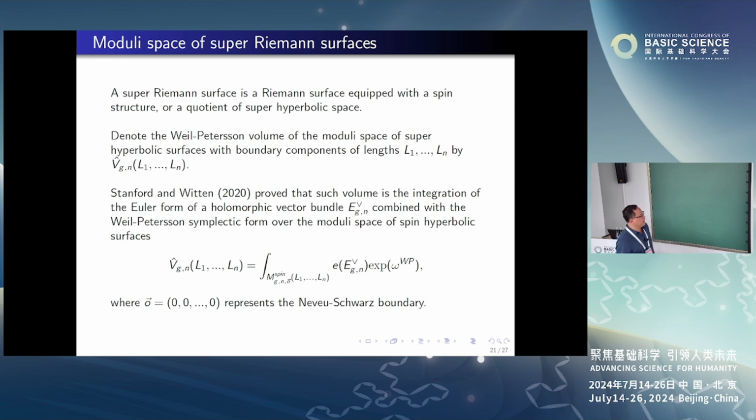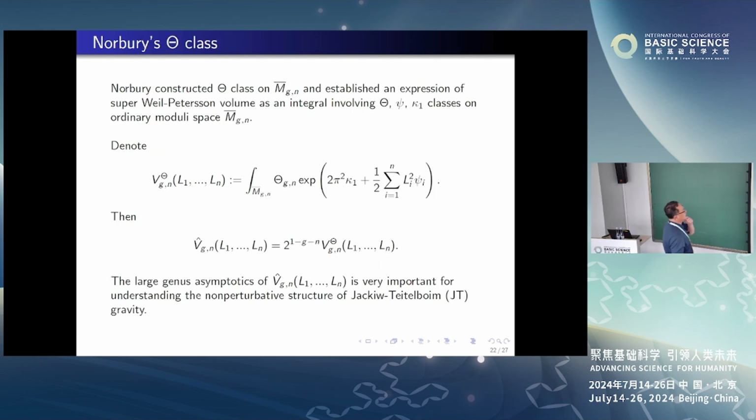And this holomorphic vector bundle actually is the kernel of the Dirac operator on this moduli space. You combine the Euler class with the Weil-Petersson volume form, and what you get is what they are interested in from a physical point of view. Here O00 represents the so-called Schwarz boundary, which is not used here. We reduce it to a mathematical calculation, and Norbury first constructed a theta class on M_{g,n}, reducing everything to calculation on ordinary moduli space.